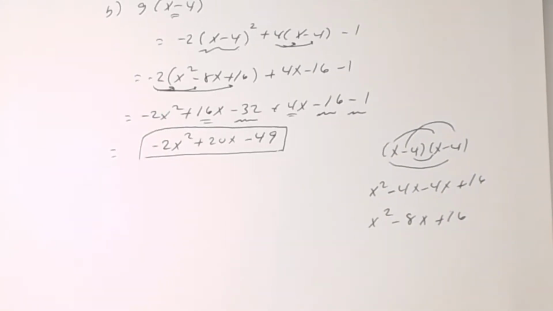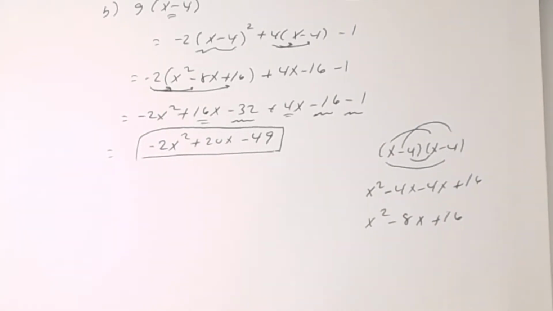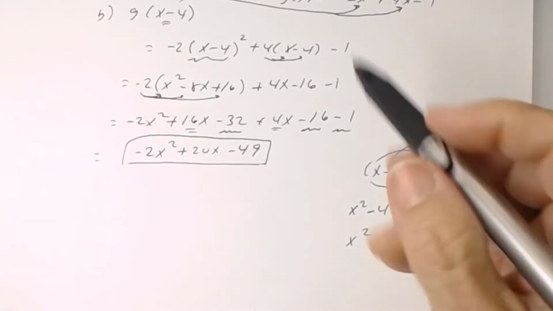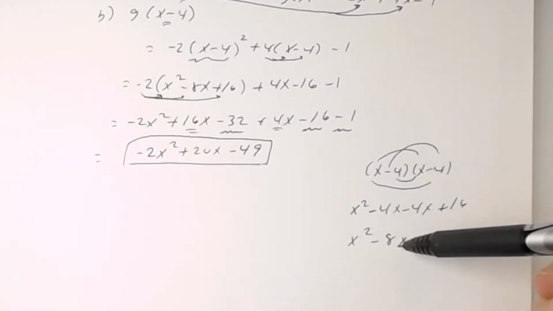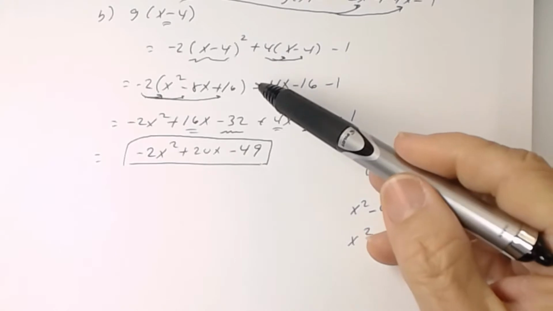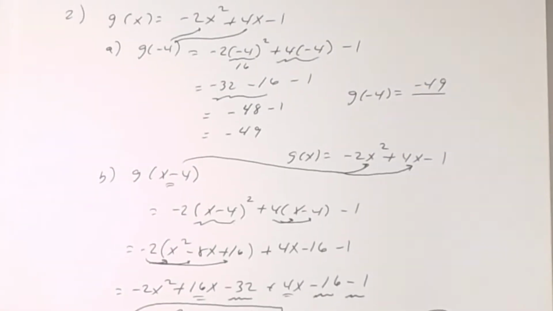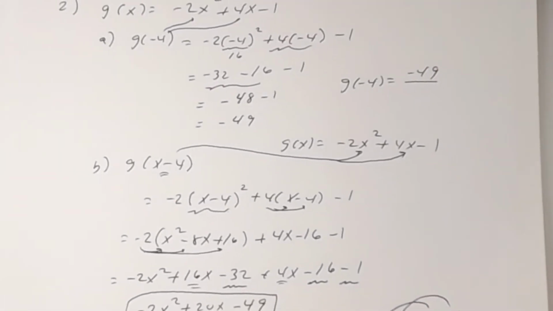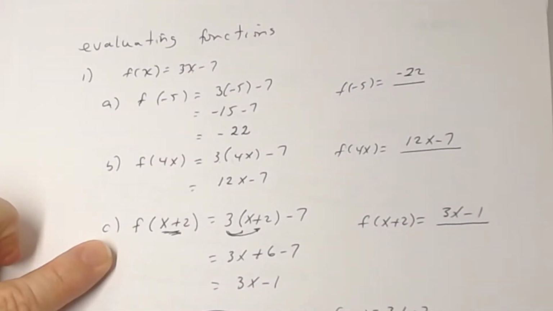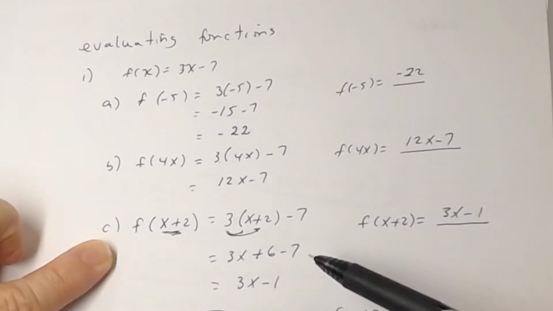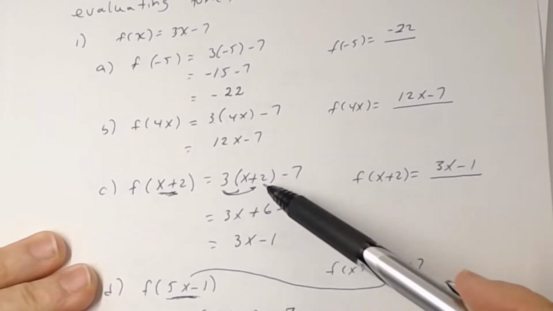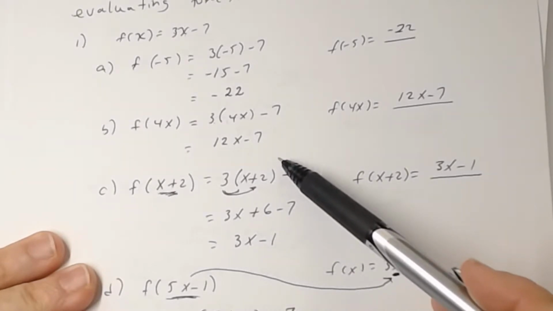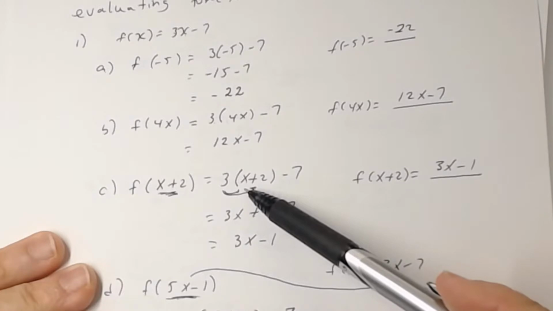All right, now notice this one's a little bit more work. When you deal with a quadratic, it's a little bit more work. You're going to be squaring, in this case, a binomial, so you have to use the FOIL method. Notice the difference between part B of number 2, when you have a quadratic, and part C of number 1, when you have a linear function. Here I didn't have to use the FOIL method at all because x plus 2 is being raised to what power? The first power. So I just had to do the distributive property.